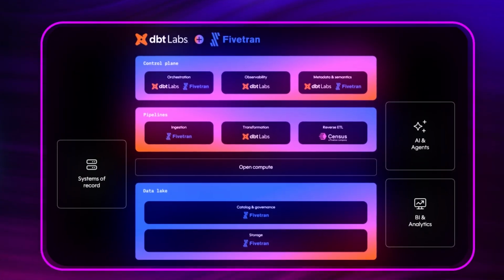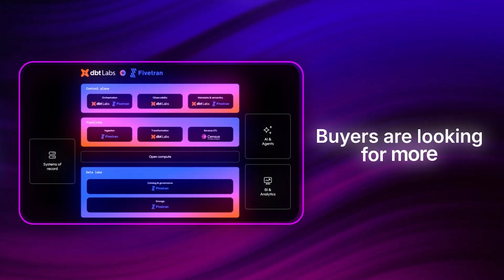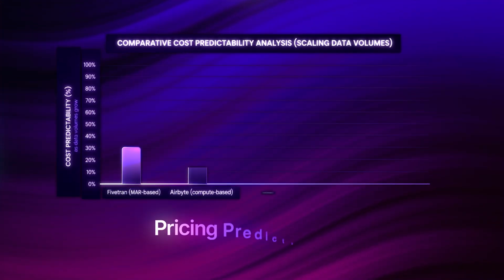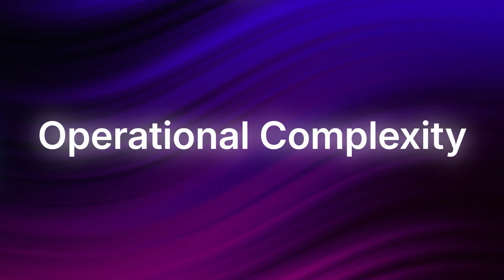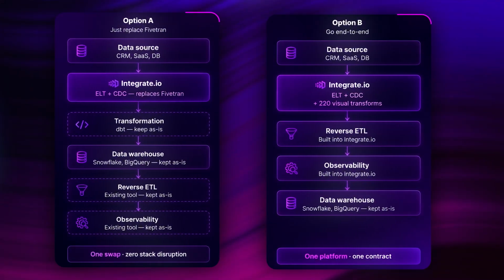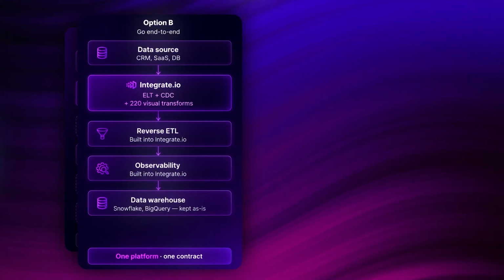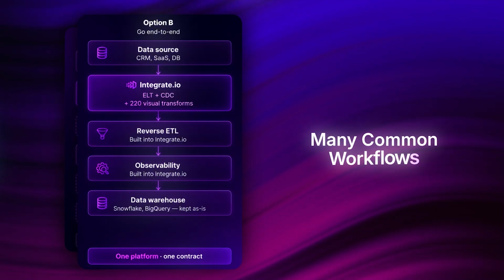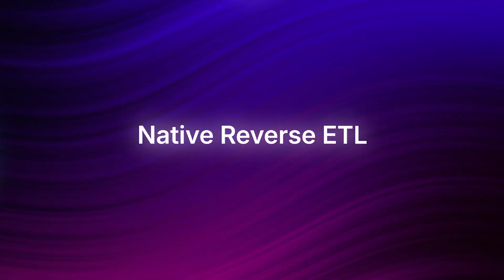The Fivetran and dbt merger has strengthened Fivetran's position, but buyers are looking for more. They are also evaluating pricing predictability, operational complexity, data activation, and how many vendors they'll rely on as they scale. Viewed through that lens, Integrate.io stands out as one of the most complete alternatives available. It reduces the need for separate transformation tools in many common workflows. It includes native reverse ETL.